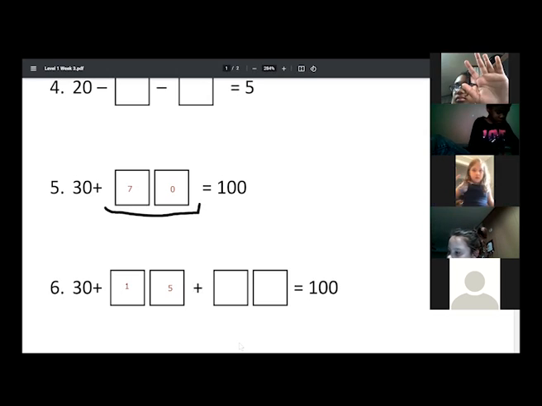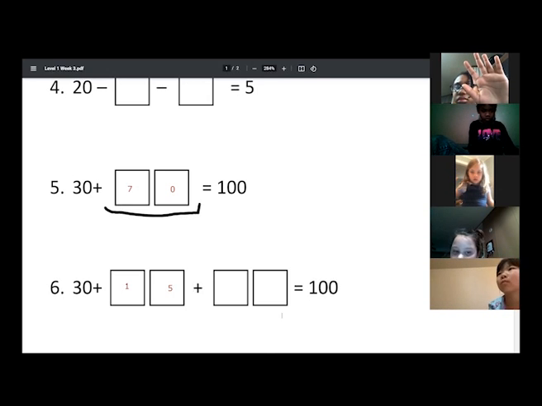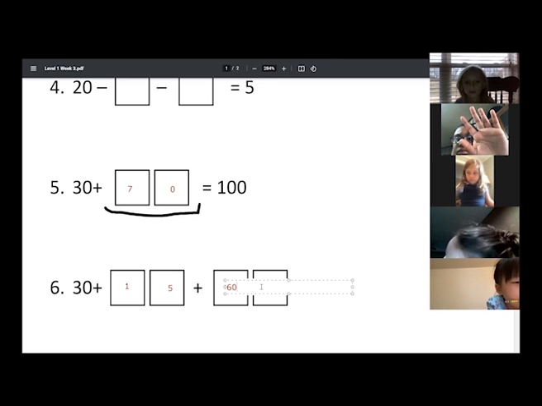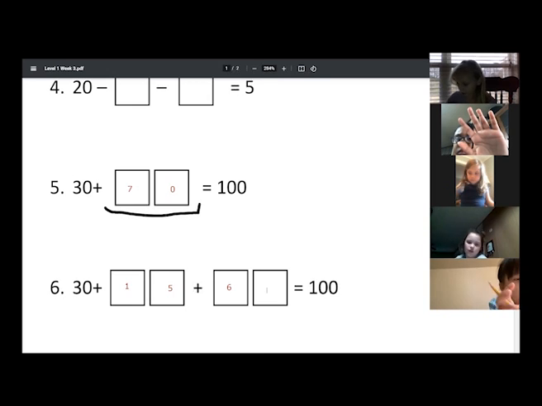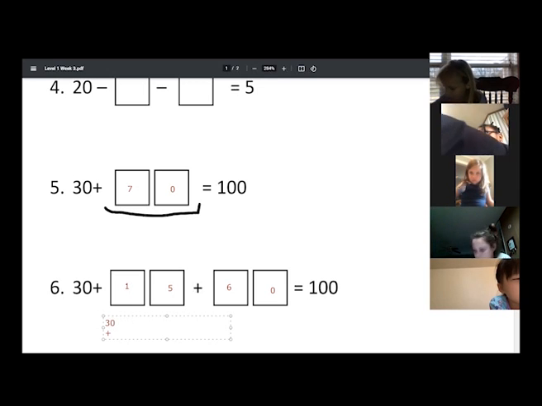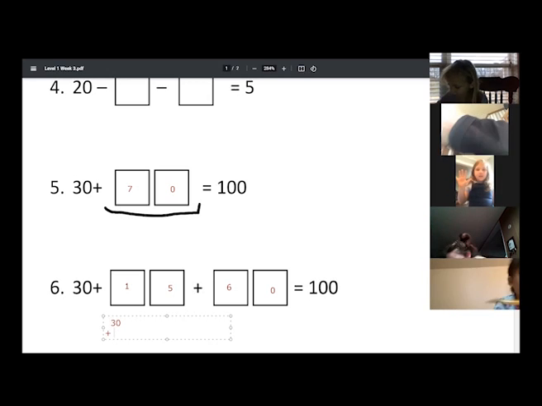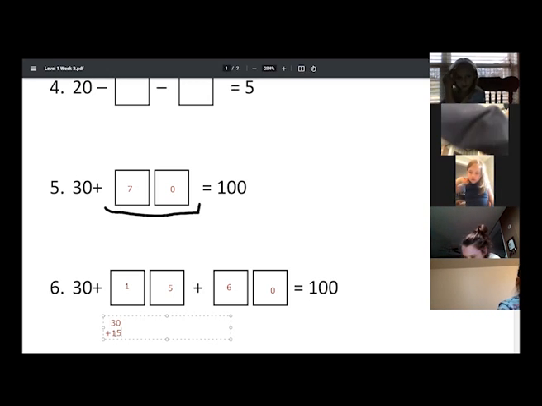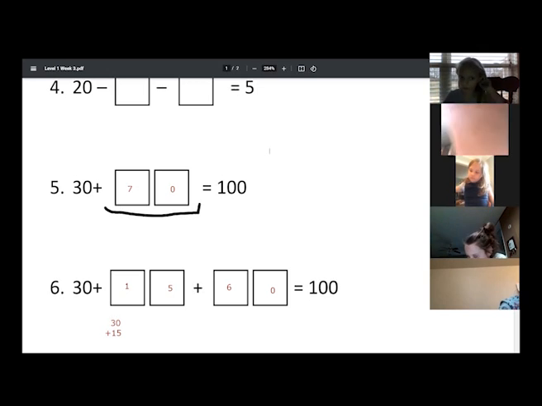60. Okay, so if we look at this, I know that, okay, so we have 4 different numbers in this one. So we say 30 plus 15. I have a question.